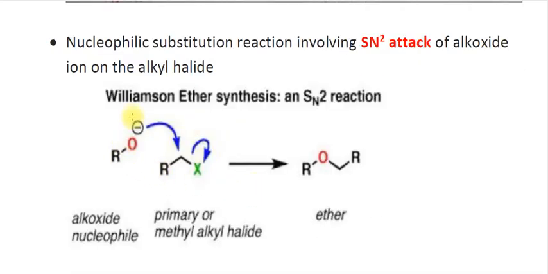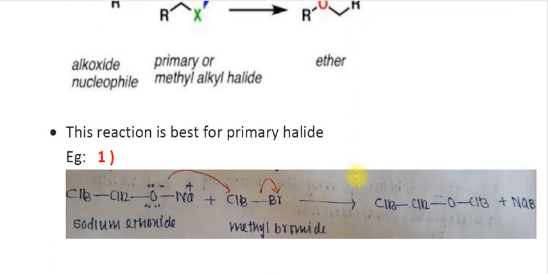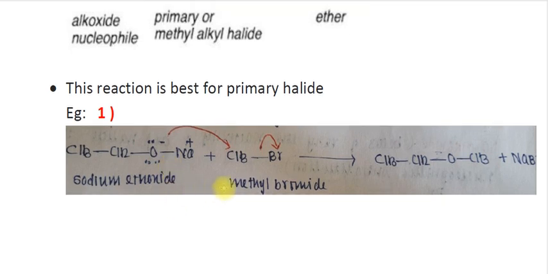In the Williamson synthesis SN2 reaction, the alkoxide nucleophile is attacking the primary or methyl alkyl halide, a shift takes place like this, and you get an ether. This reaction is best for primary halides, and one example is given. Primary halide means CH3Br. The alkoxide here is sodium ethoxide, CH3CH2ONa, combining with the primary halide.